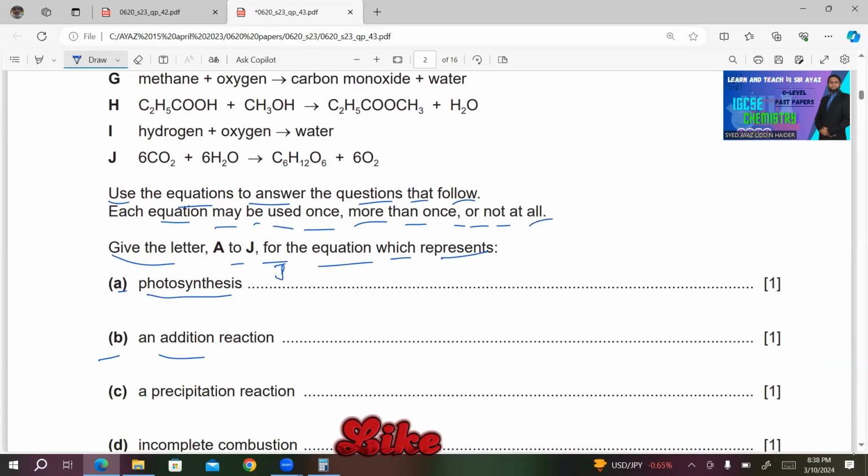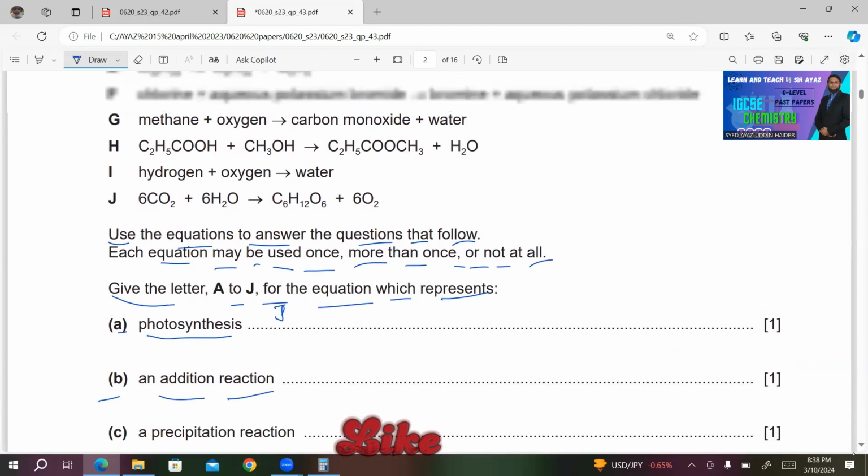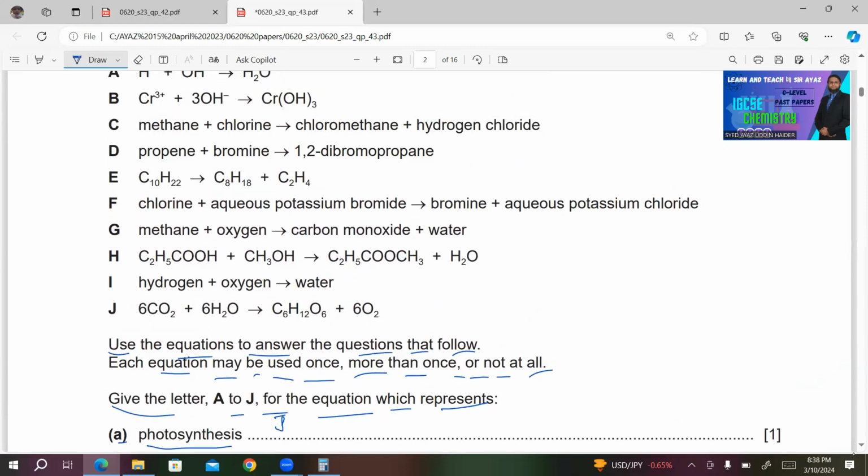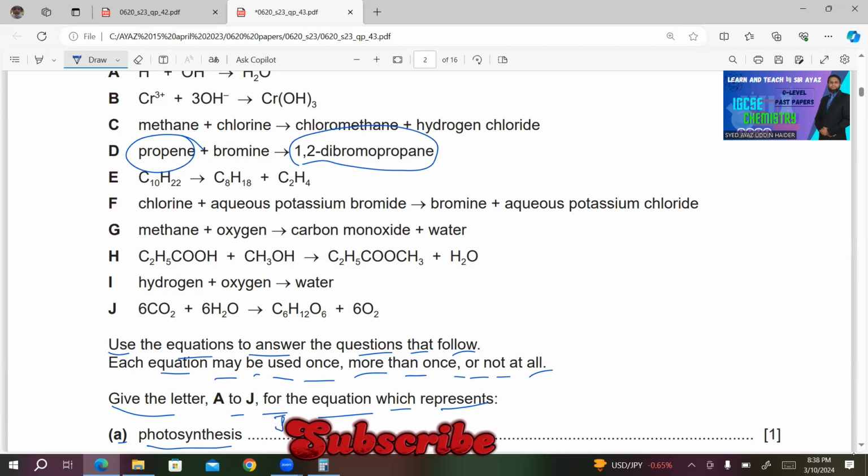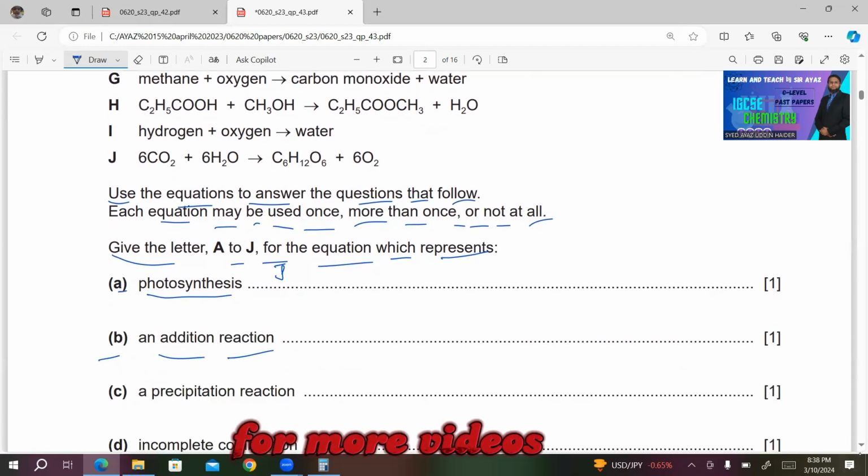B, an addition reaction. If you look at all these reactions, one of the reactions involves the addition reaction. And addition reaction is common in alkenes. So we have alkene here in D, propene. Propene plus bromine, and we are getting only one product after the addition of bromine to propene, that is 1,2-dibromopropane. So D will be the right answer for B.